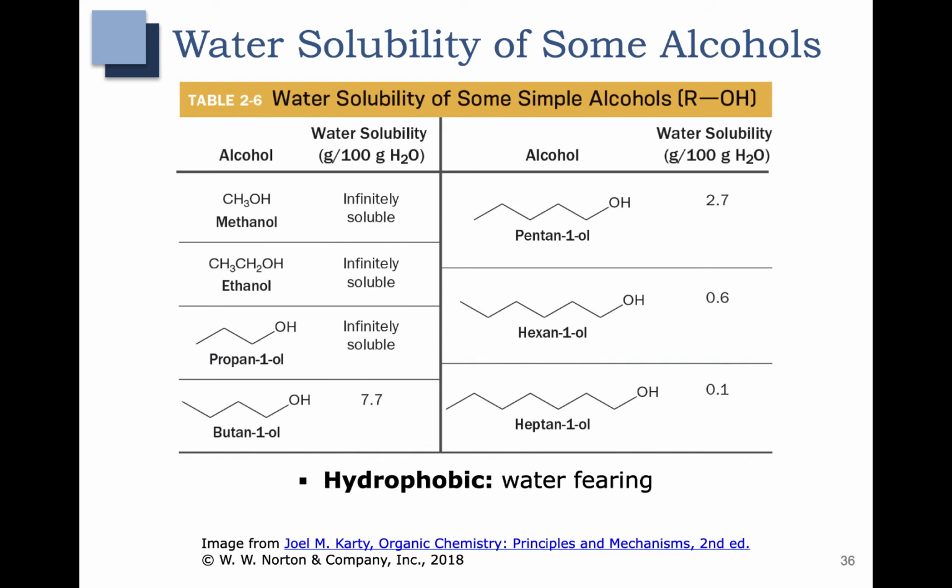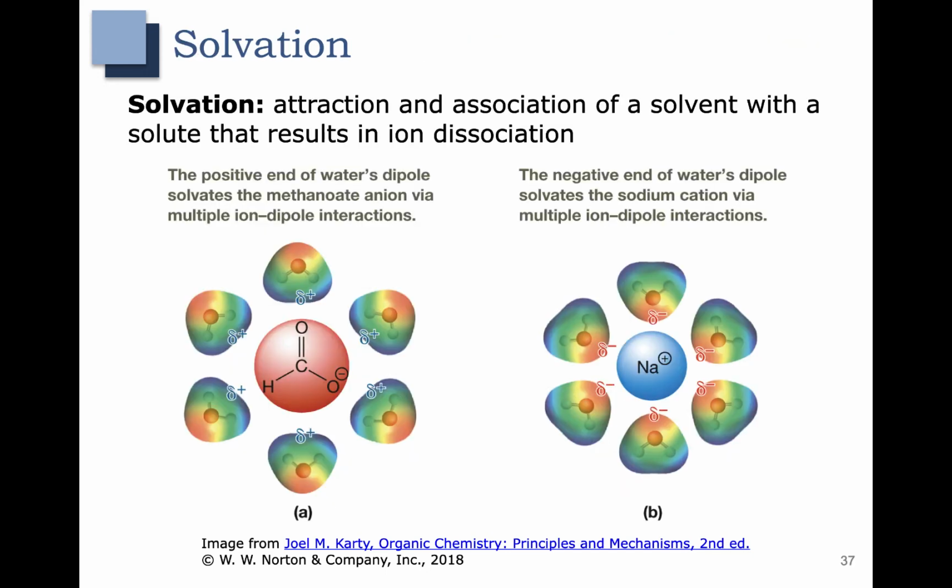Heptanol is what we would call hydrophobic, or water-fearing, because it has this long carbon-hydrogen chain. Methanol, ethanol, and propanol, however, would be considered to be hydrophilic, or water-loving. So a hydrophobic compound would not be water-soluble and a hydrophilic compound would be water-soluble. The term solvation refers to attraction and association of solvents with a particular solute.